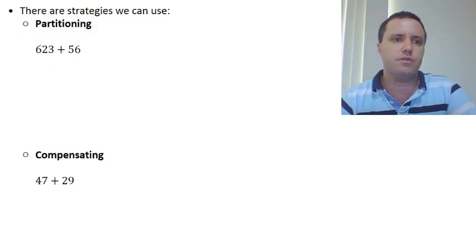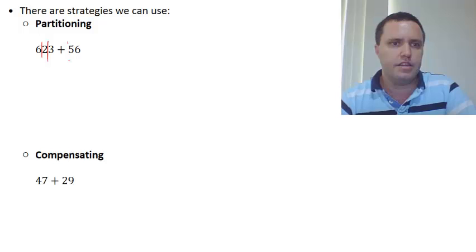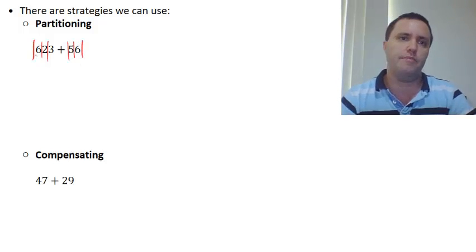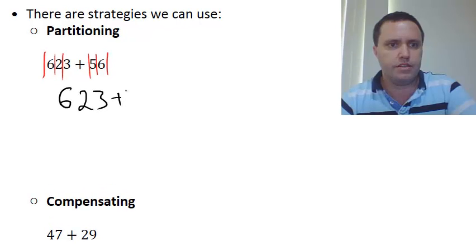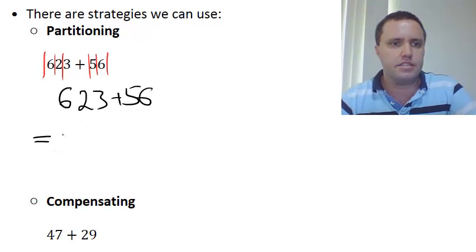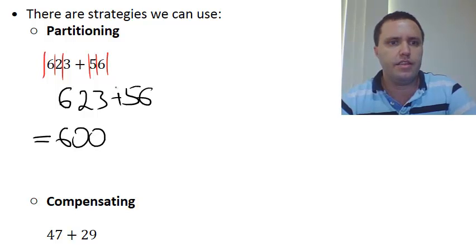This means we take our numbers, break them up into their different place values, add them together and then combine them. So if I had 623 plus 56, I can write that as 600, because there are no hundreds in the second number, so it's just 600 by itself.